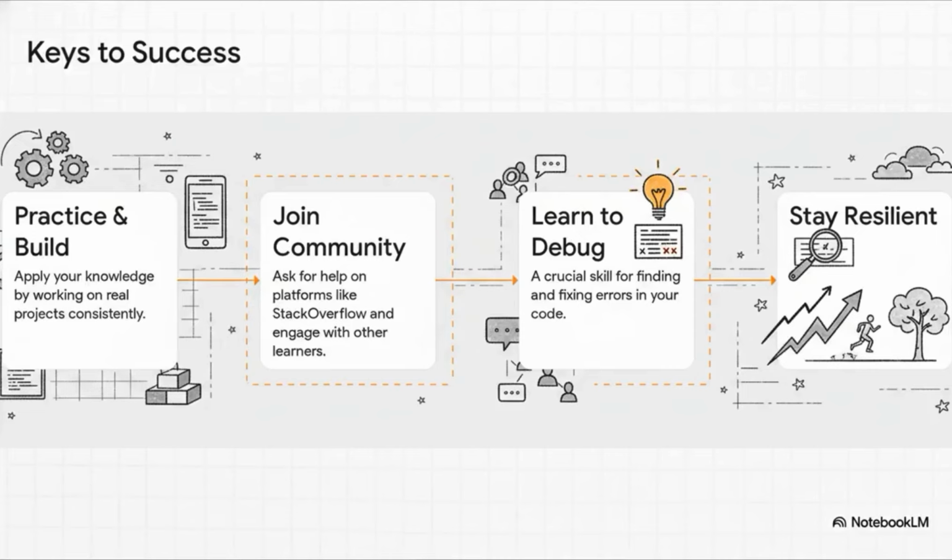First, practice and build. You can't learn to swim by just reading a book about it, right? You got to get in the water. Second, join the community. Coding can feel lonely, but it's a team sport. Third, learn to debug. Being able to find and fix your own mistakes is like a developer superpower. And fourth, stay resilient. You are going to get stuck. Tech is always changing. The ability to just keep going is everything.